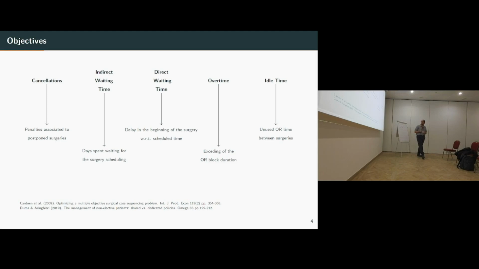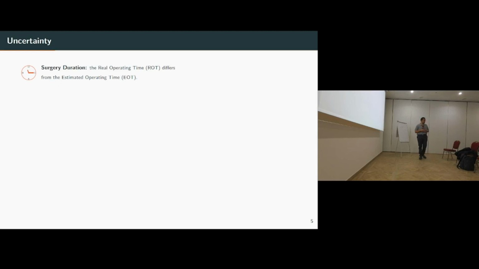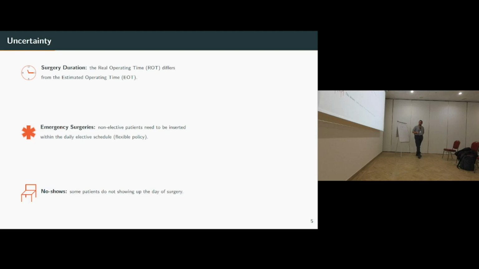We also deal with 3 different types of uncertainty. First, surgery duration, so real operating time differs from the estimated operating time; we will see how we dealt with it. Second, emergency surgery: we suppose that there are some non-programmed surgeries that have to be performed during the day, so we have uncertainty on the duration and also on the arrival time of the emergency surgery. Third, no-shows: we suppose that with a certain probability, some patients may not show up on the day of the intervention.